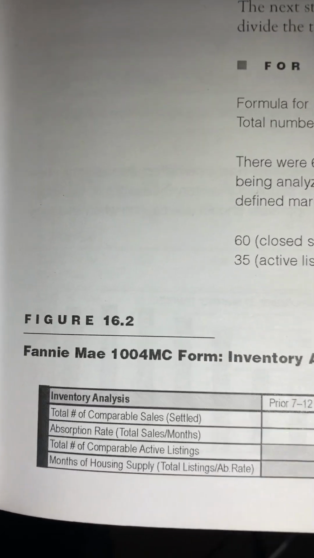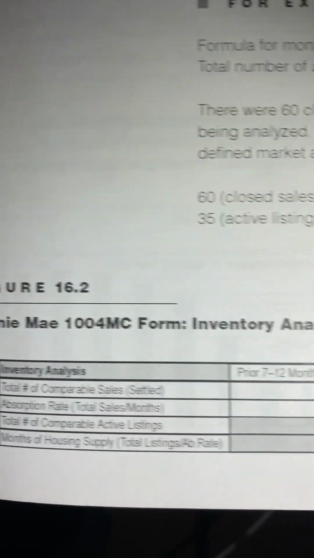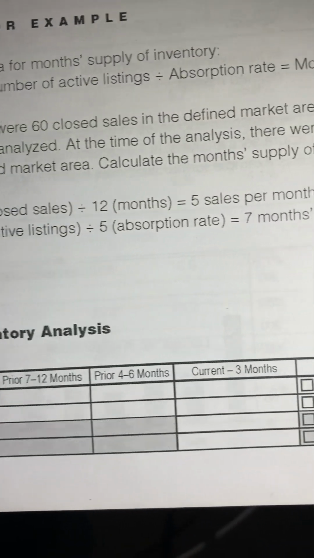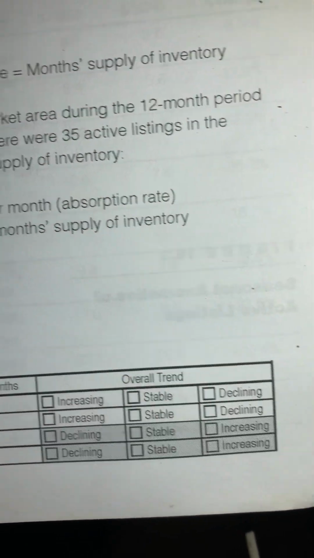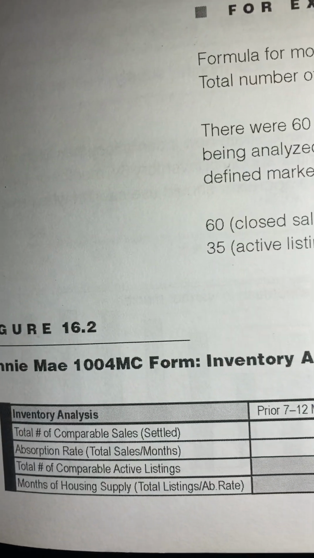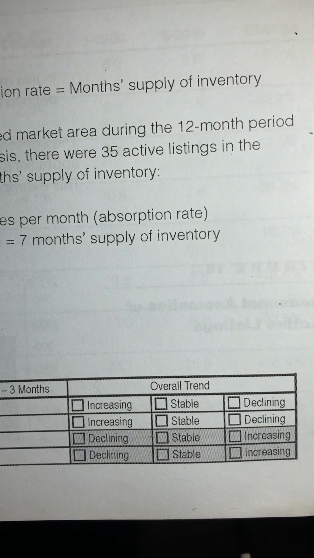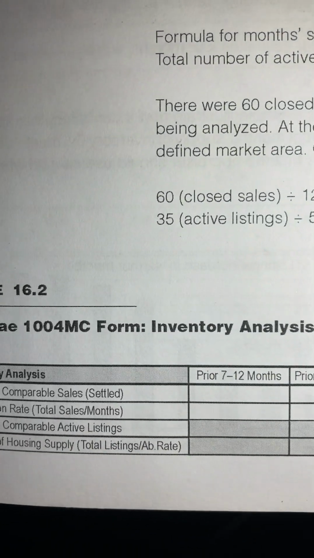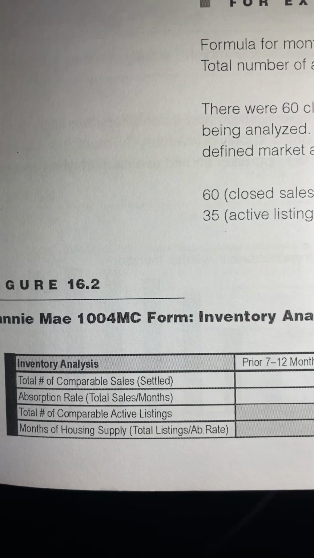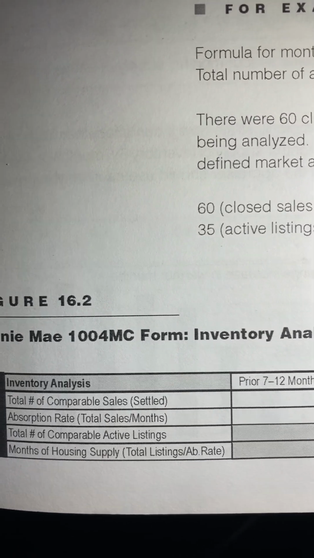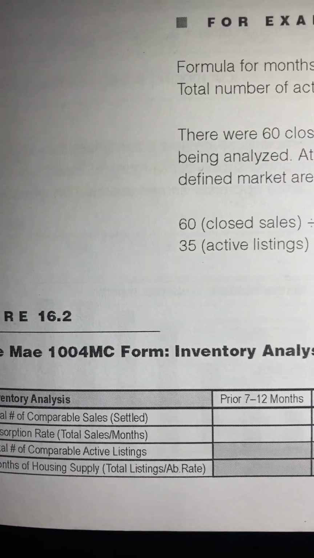Figure 16.2. Fannie Mae 1004MC form inventory analysis. It shows the inventory analysis and then the prior 7 to 12 months, prior 4 to 6 months, current to 3 months. And then at the end, it's the overall trend. The top one was the total number of comparable sales settled. And then at the end, you can mark increasing, stable, or declining. The last 3 lines are the absorption rate for the total sales of months. The total number of comparable active listings is under that. And the last line is the months of housing supply: total listings divided by absorption rate.